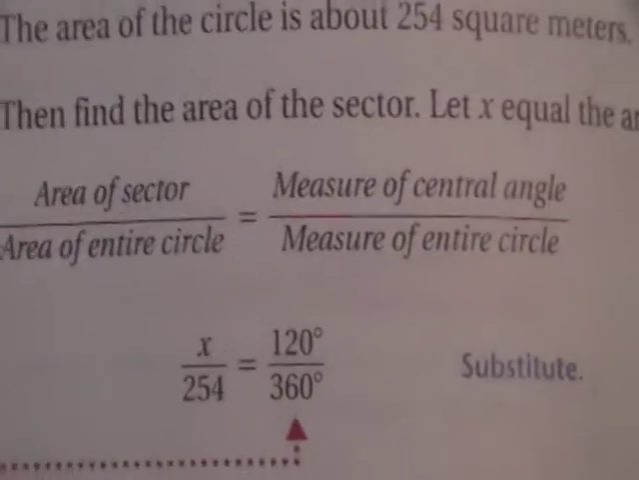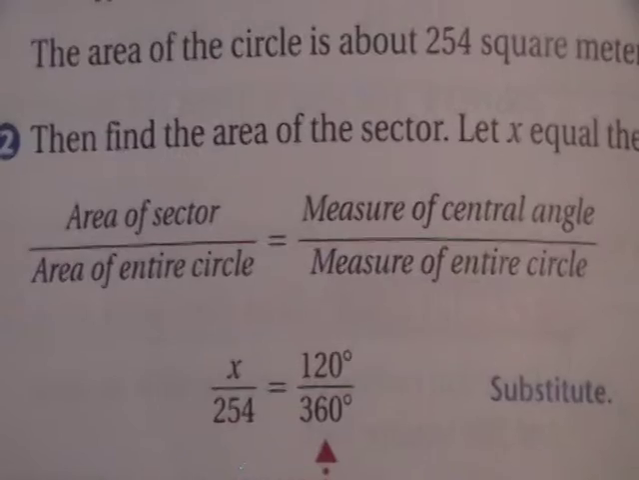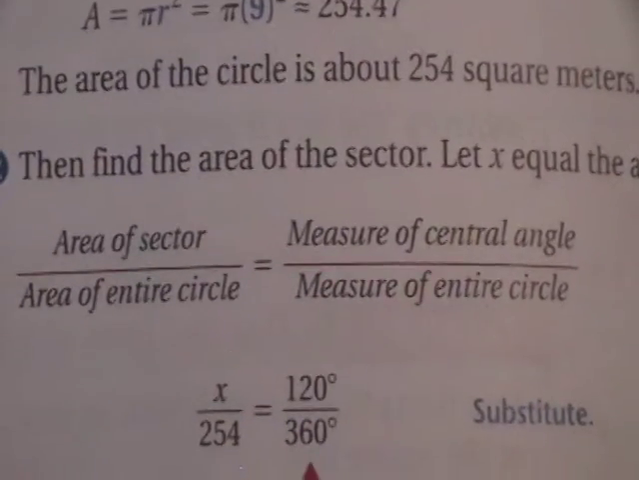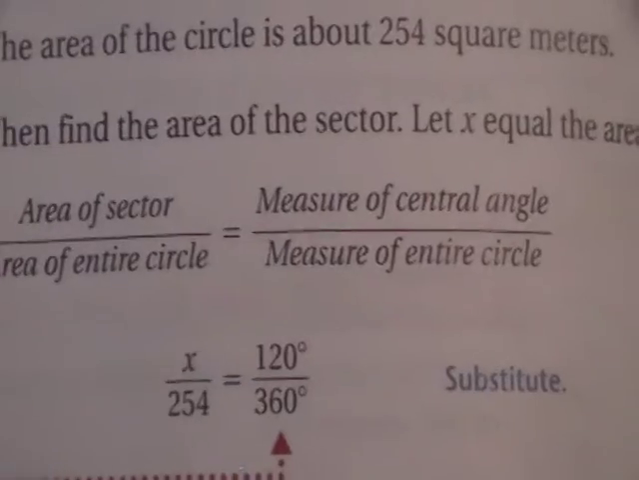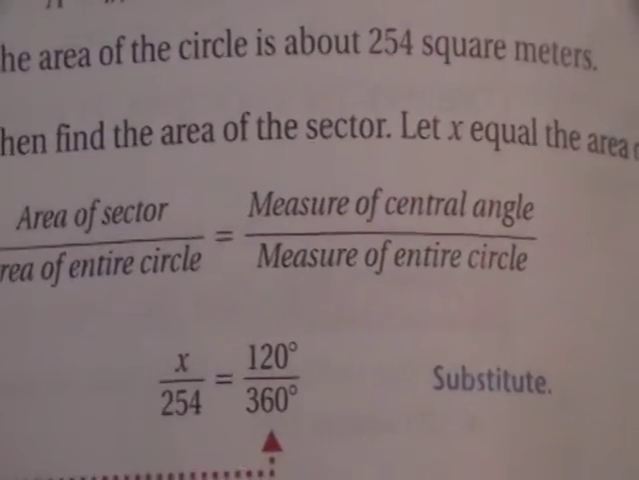But one of the things that we have to do first is it says find the area of the circle. We can find the area of the circle because we know pi, we know the radius, and that all comes up to 254.47. And so then what we need to do is begin to use a proportion. So hop down to the second part and take a look at the little formula that they give us here. Area of sector over area of entire circle equals the measure of the central angle, which is the angle measurement up there, over the measure of the entire circle.